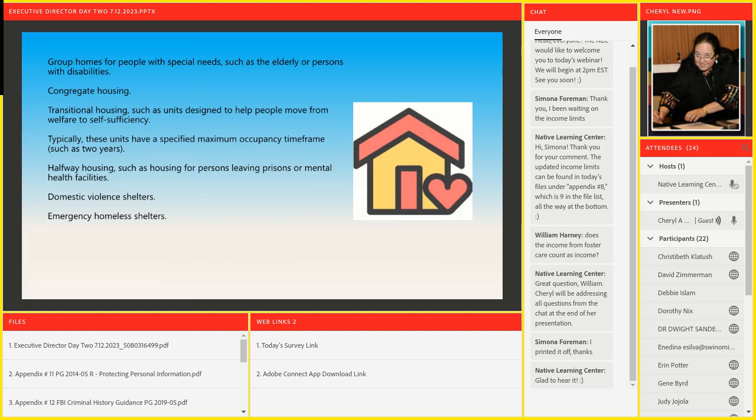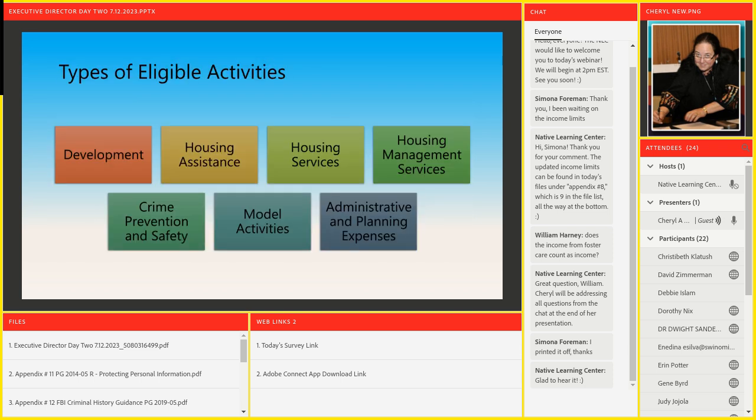Group homes for people with special needs, such as the elderly or persons with disabilities. Congregate housing, transitional housing, such as units designed to help people move from welfare to self-sufficiency. Typically, those units have a specified maximum occupancy time frame, such as you're allowed to be in this program for 2 years maximum. Halfway housing, such as housing for persons leaving a prison or a mental health facility, if that's what your tribal leadership wants. Domestic violence shelters, emergency homeless shelters. It depends on the need and the wants of your governing body, okay?